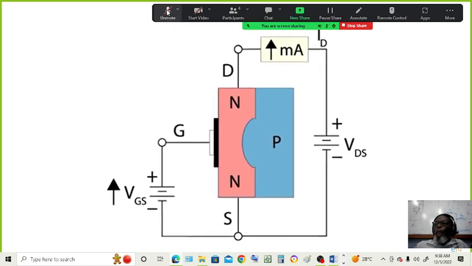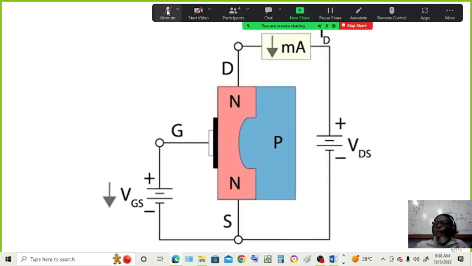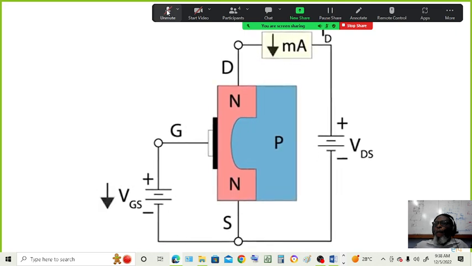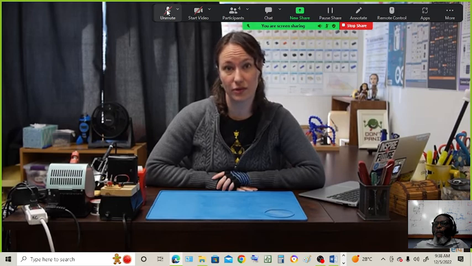The more voltage applied at the gate, the wider the channel gets. If the voltage is lowered back down, the channel will narrow. The minimum amount of voltage required at the gate to create a channel is called the threshold voltage.